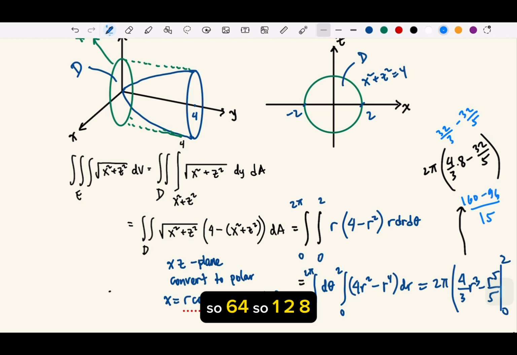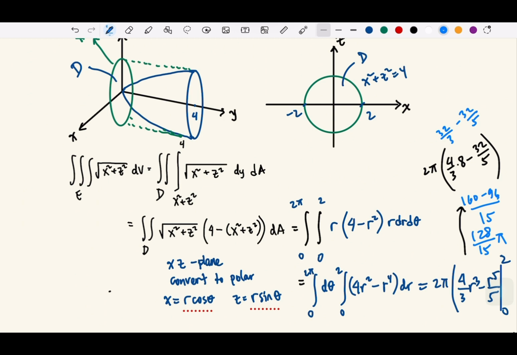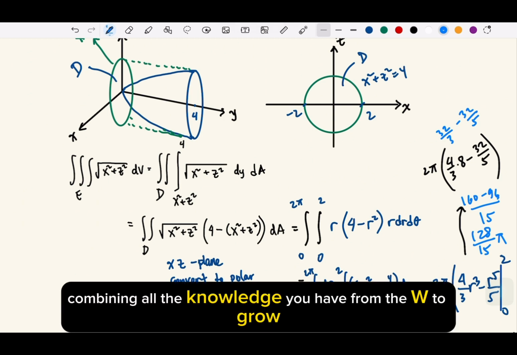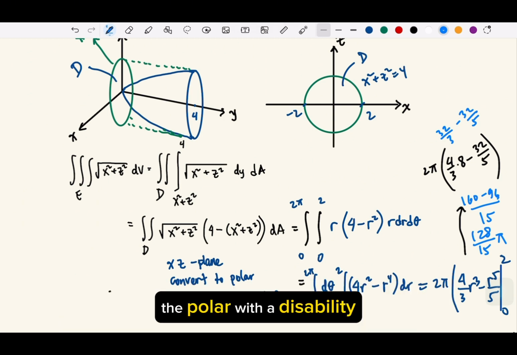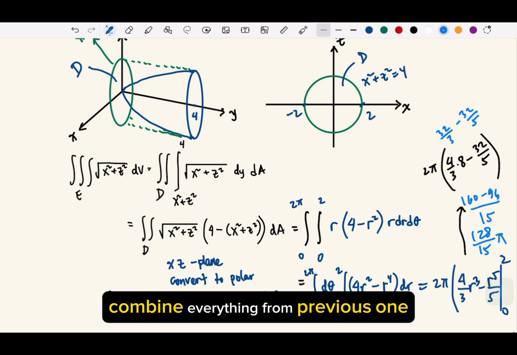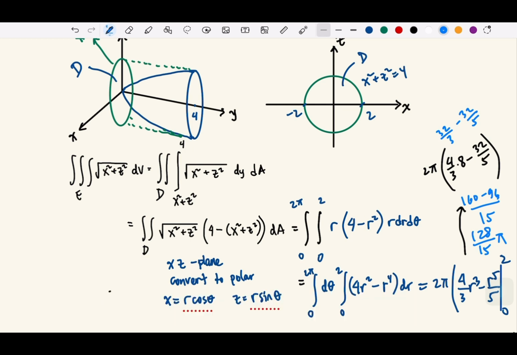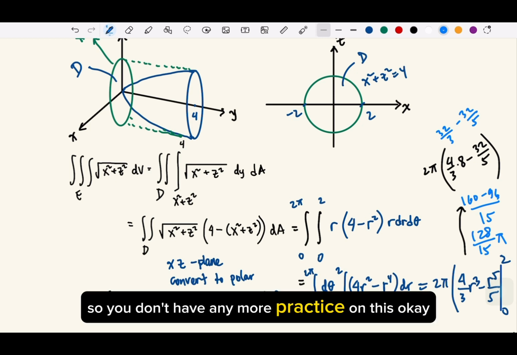So 64. So 1, 2, 8, 15 pi. Okay. So yeah, it's combining all the knowledge you have from the double integral, the polar, within the triple integral. So this one question will combine everything from the previous one. So we're gonna have more practice on this, okay?